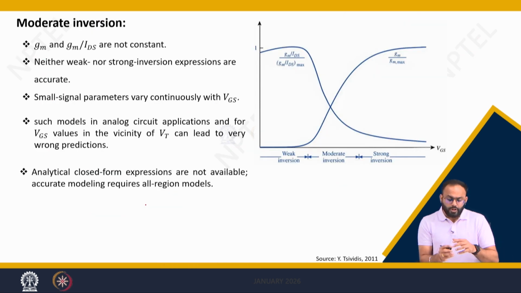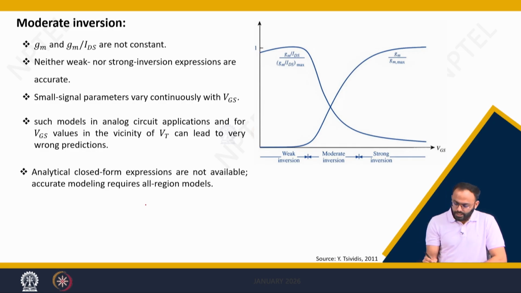Now if we talk about the moderate inversion, as we have seen in our previous example, the calculation of the current in moderate inversion is difficult. We generally talk about the weak inversion and the strong inversion, because the charge and the voltage are not following a prescribed rule in the moderate inversion.